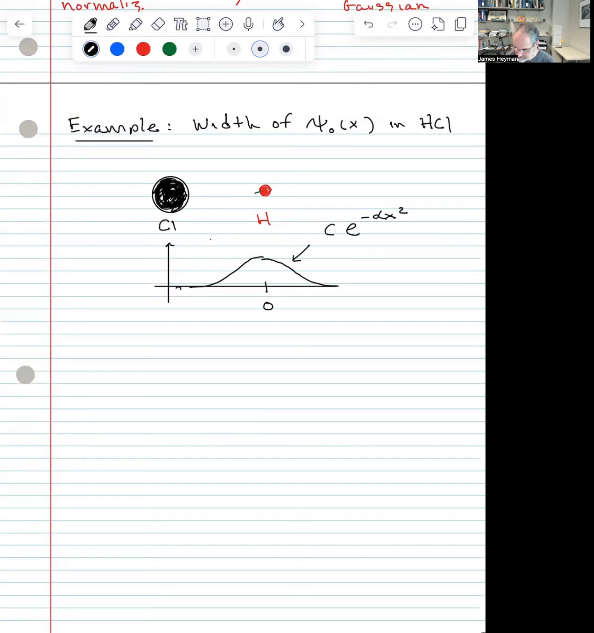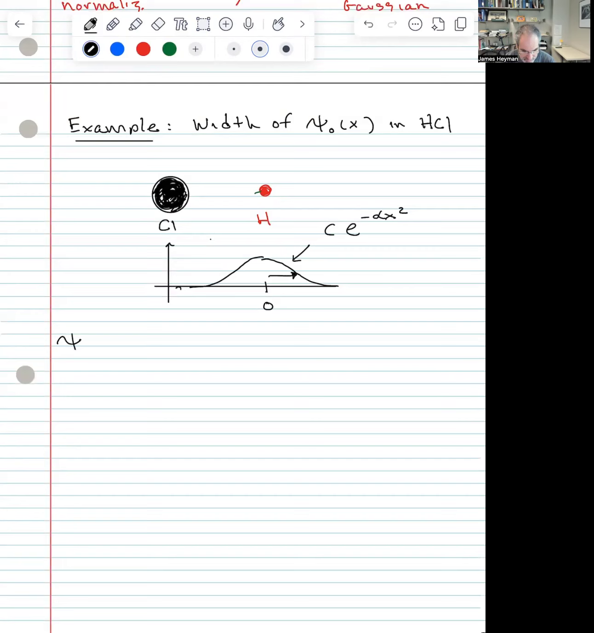And that's what we'd like to find. So we're not finding the separation between the chlorine and the hydrogen. We're finding the uncertainty in the hydrogen atom's position, more or less, or the uncertainty in the separation between the atoms. Well, let's go ahead and do it.